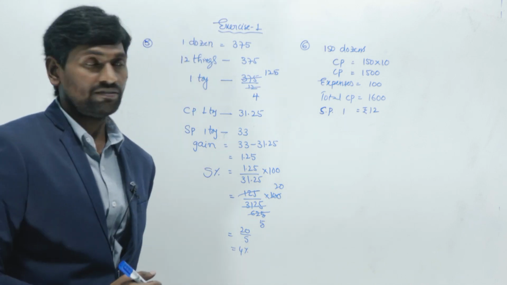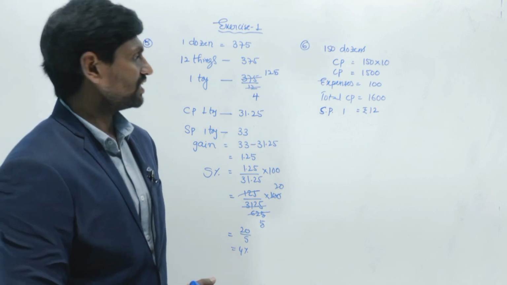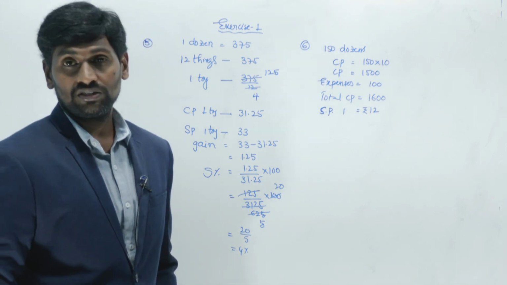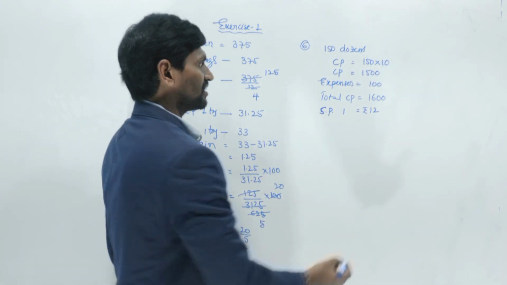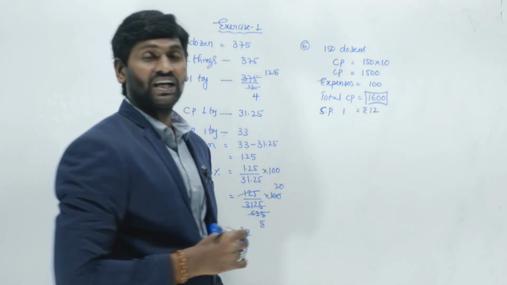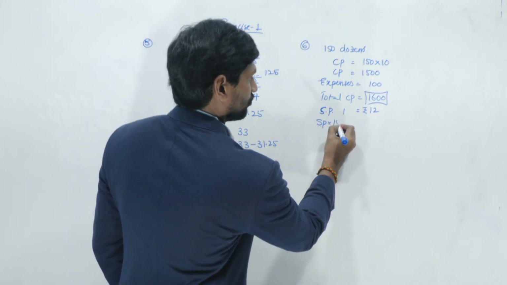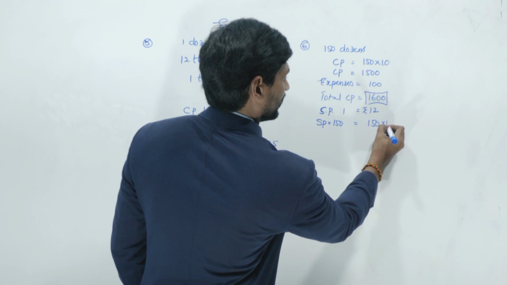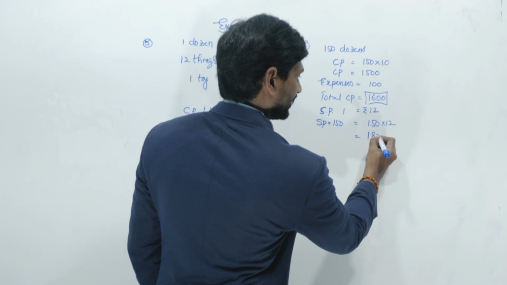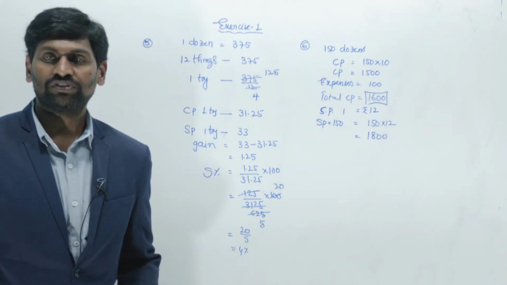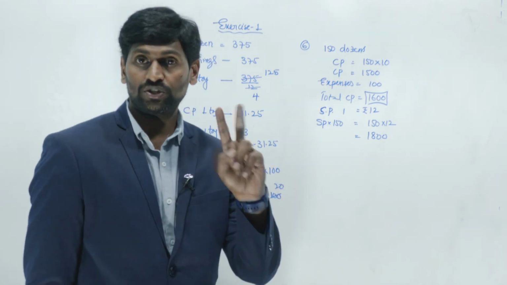Let us identify the value of overall profit or loss. Total how many dozens are there? 150 dozen. Each bought for 10 rupees and expenses are 100 rupees, so total cost is 1600. And selling price of 1 dozen is 12 rupees, then selling price of 150 dozens equals 150 into 12. So 15 12s are 180, so 1800. Compare the total cost price and selling price. How much difference? 200 is the difference.